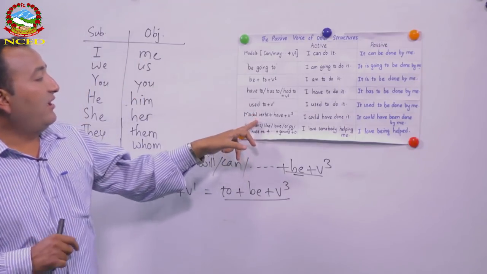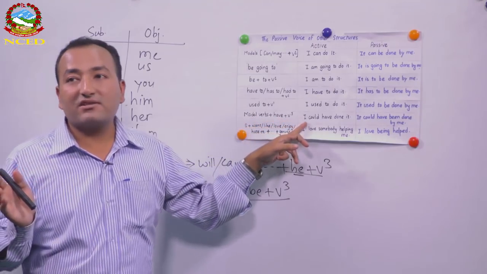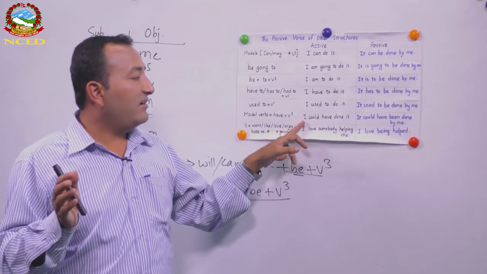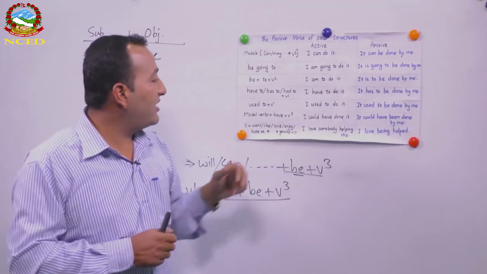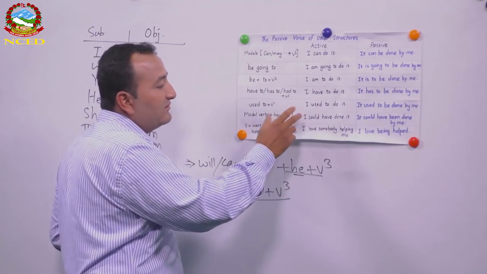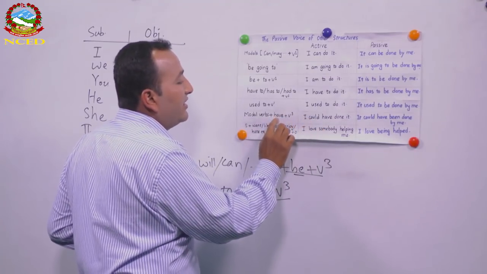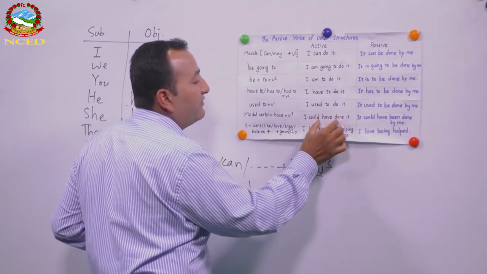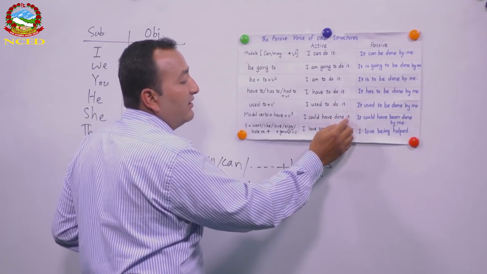Now, next structure, modal verbs plus have plus verb 3. Sometimes this kind of structure is there in English, but only sometimes used, not so frequent. So, I could have done. Modal verbs means could, would, shall, should, may, might, can, could. Just as I told you before, I could, then there is have plus verb 3. If this structure is there, I could have done it, then the same process.